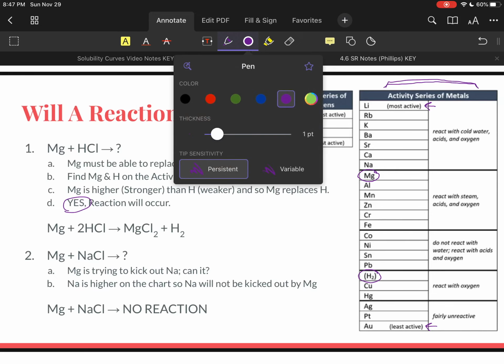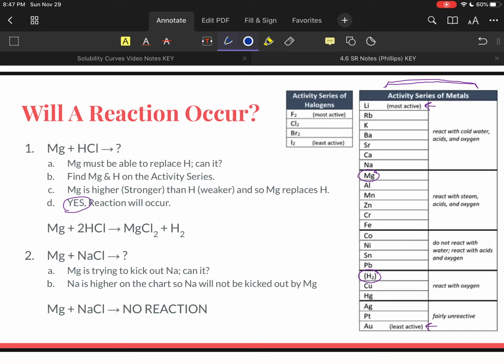Okay, if I look at magnesium and sodium, well, there's magnesium, and then sodium is actually above magnesium. So what that means is magnesium is not reactive enough. It's not strong enough to kick sodium out of the way. Sodium is more reactive, meaning that sodium's going to hold on to chlorine tighter, basically. It's a way to think about it. And it's not going to let magnesium replace it. Okay, so in this case, you would write no reaction, because magnesium is not strong enough or reactive enough to remove sodium.